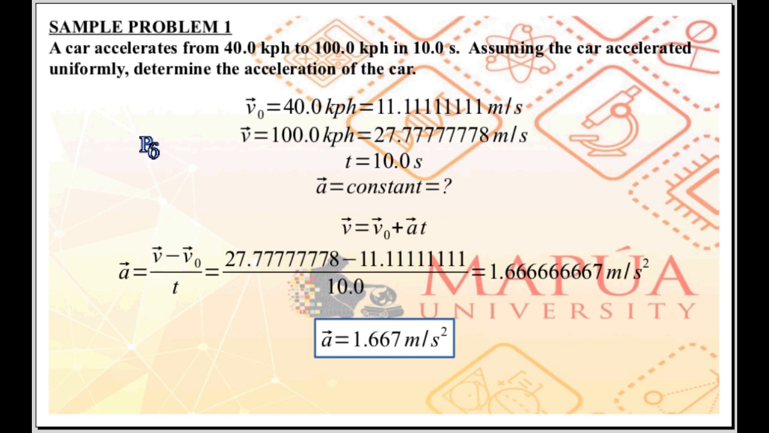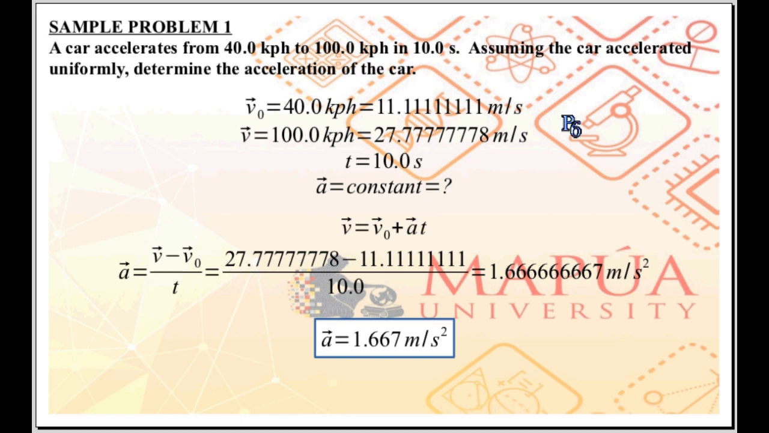So let's now go over a few sample problems, a few examples. Let's have sample problem number 1. You have a car that accelerates from 40 kilometers per hour to 100 kilometers per hour in 10 seconds. Assuming that the car accelerated uniformly, determine the acceleration of the car.